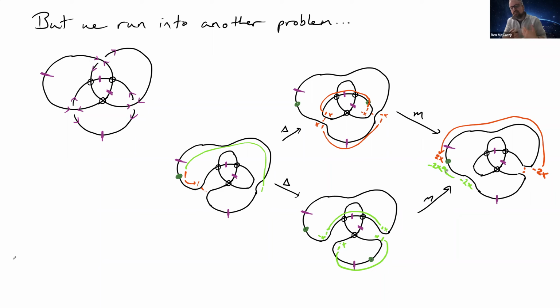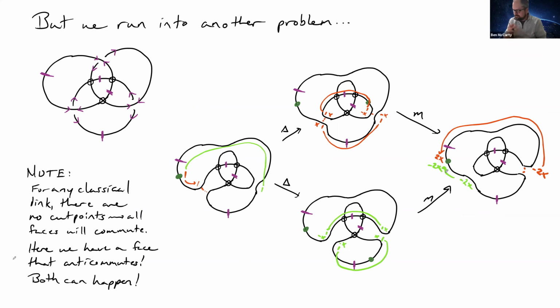All right. Well, they have a solution for this. Dasbach and Kauffman give a solution, or a description of a solution, that is very much like what Manturov did in 2007. And actually, we're going to use elements of both to talk about this. So, for classical links, there are no cut points. Everything's going to commute. But with virtual links, you can have commutative or anti-commutative faces.